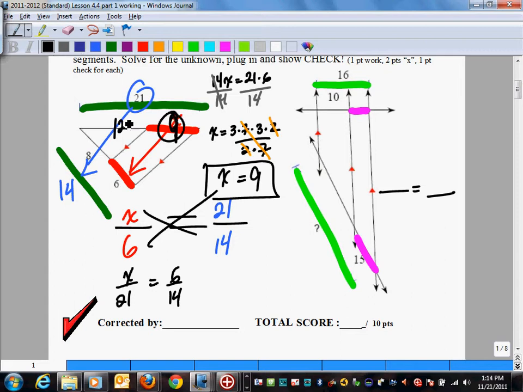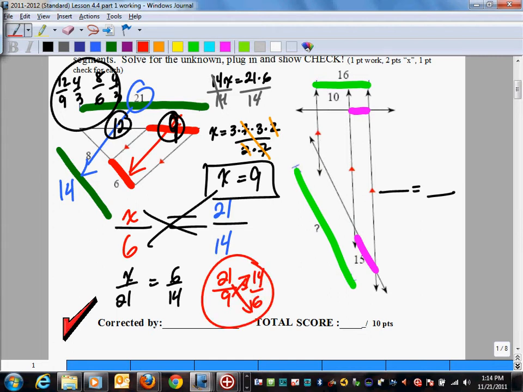Now, they had to check. So if they have the 9 here, there's a couple ways to check. They could have gone 12 over 9 equals 8 over 6. That's one way to check, both which is a 4-to-3 ratio. Okay, well, there's more. I told you there's more than one way. Or they could have gone 21 over 9 equals 14 over 6, cross multiply, and check. But there must be some sort of check. What's worth credit? +1 for the work, +2 for the answer, +1 for the check. 4 points there.